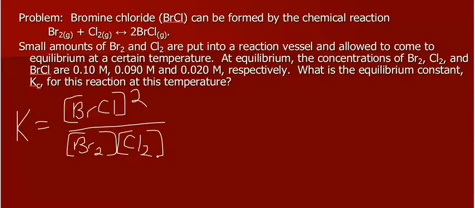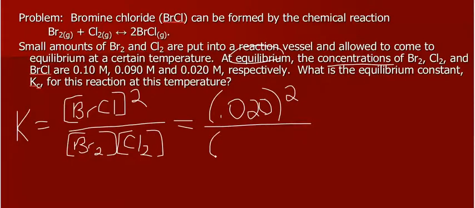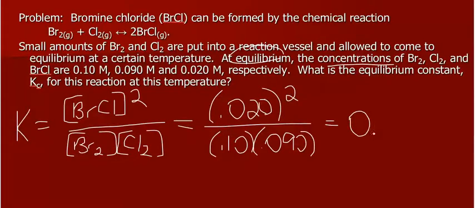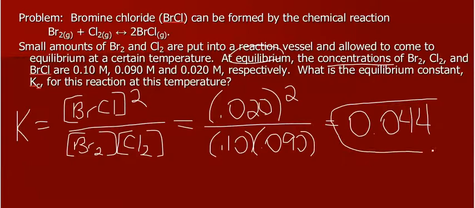I want to get the numerical value. When you're solving for K, you have to make sure you're using equilibrium concentrations, and we are. It says at equilibrium the concentrations are as follows. So we plug in the concentrations. So 0.02 squared divided by Br2 is 0.1, and Cl2 is 0.09. Now K is a unitless quantity, so even if the concentrations did not cancel out, K would have no units. So here is the value for K, or Kc, since we're using concentration.